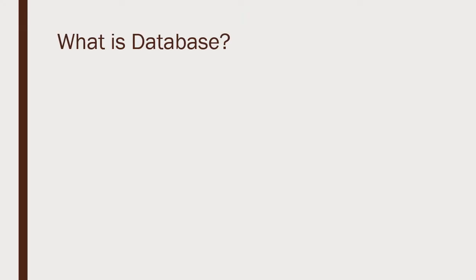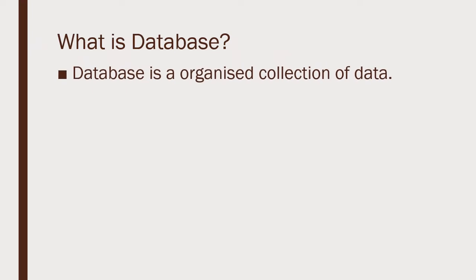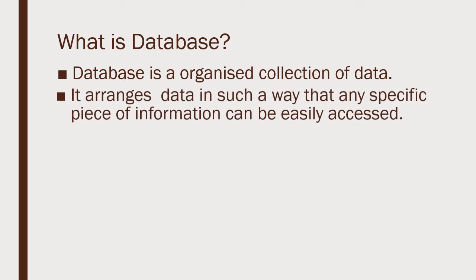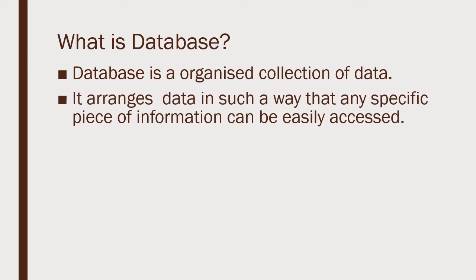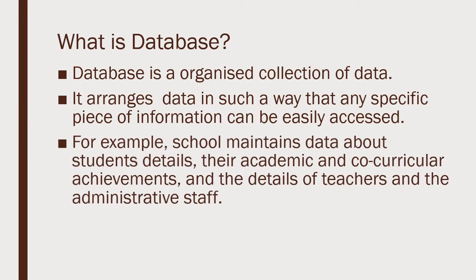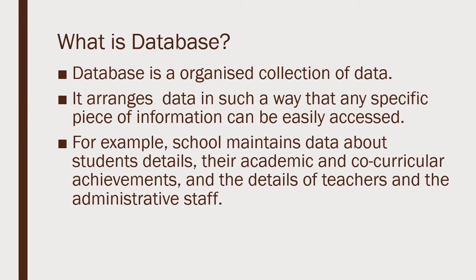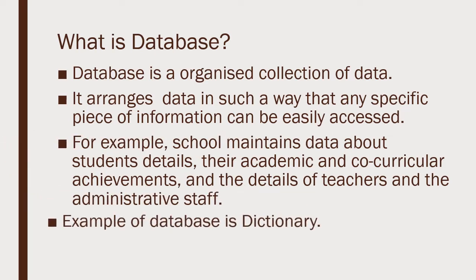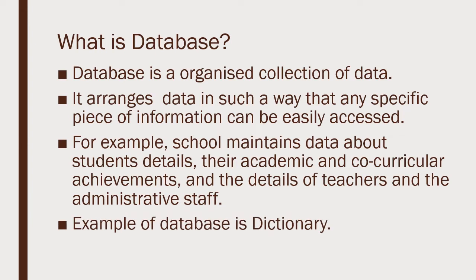What is database? Database is an organized collection of data. It arranges data in such a way that any specific piece of information can be easily accessed. For example, a school maintains data about students' details, their academic and co-curricular achievements, and the details of teachers and the administrative staff. An example of database is a dictionary.